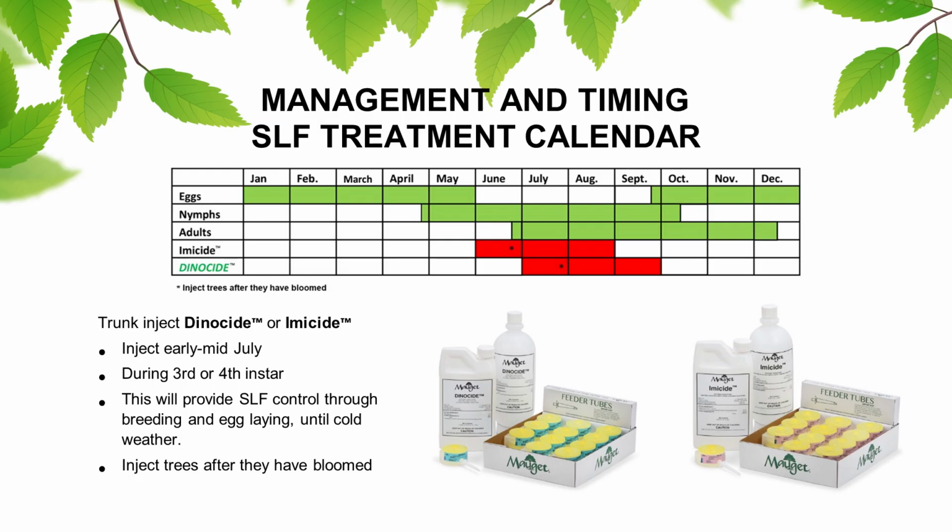Although studies have shown Dinocide is the most effective, Imicide is also a treatment option. Injecting in July through October will provide a quick knockdown when spotted lanternflies are actively feeding on the tree. It will also provide control through breeding and egg laying up until cold weather. Inject trees with Dinocide after trees have bloomed to avoid potential exposure to pollinators. Dinocide and Imicide are available in 2, 3, and 4 milliliter capsules and 1 liter bottles.